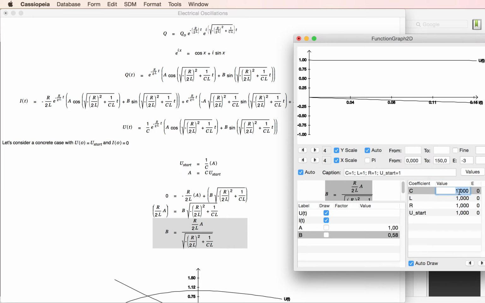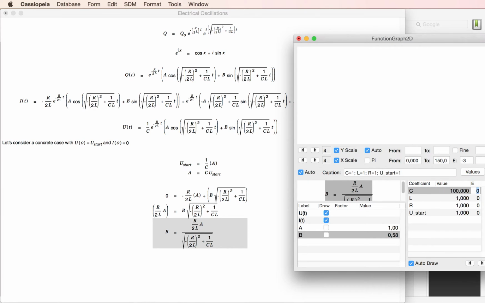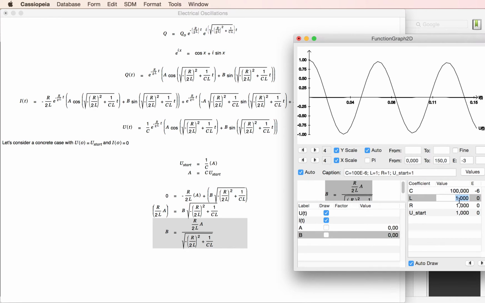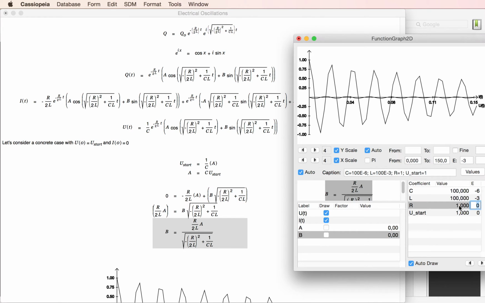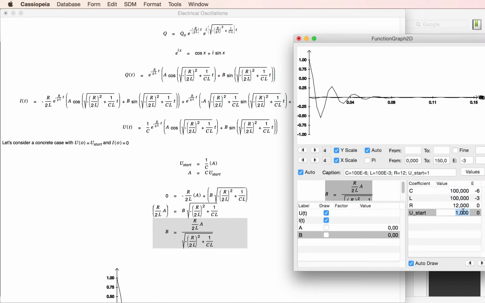A C of 100 microfarad, L of 100 millihenry, and R of 12 ohm, and a start voltage of 12 volt. Oh, a little less resistance maybe.